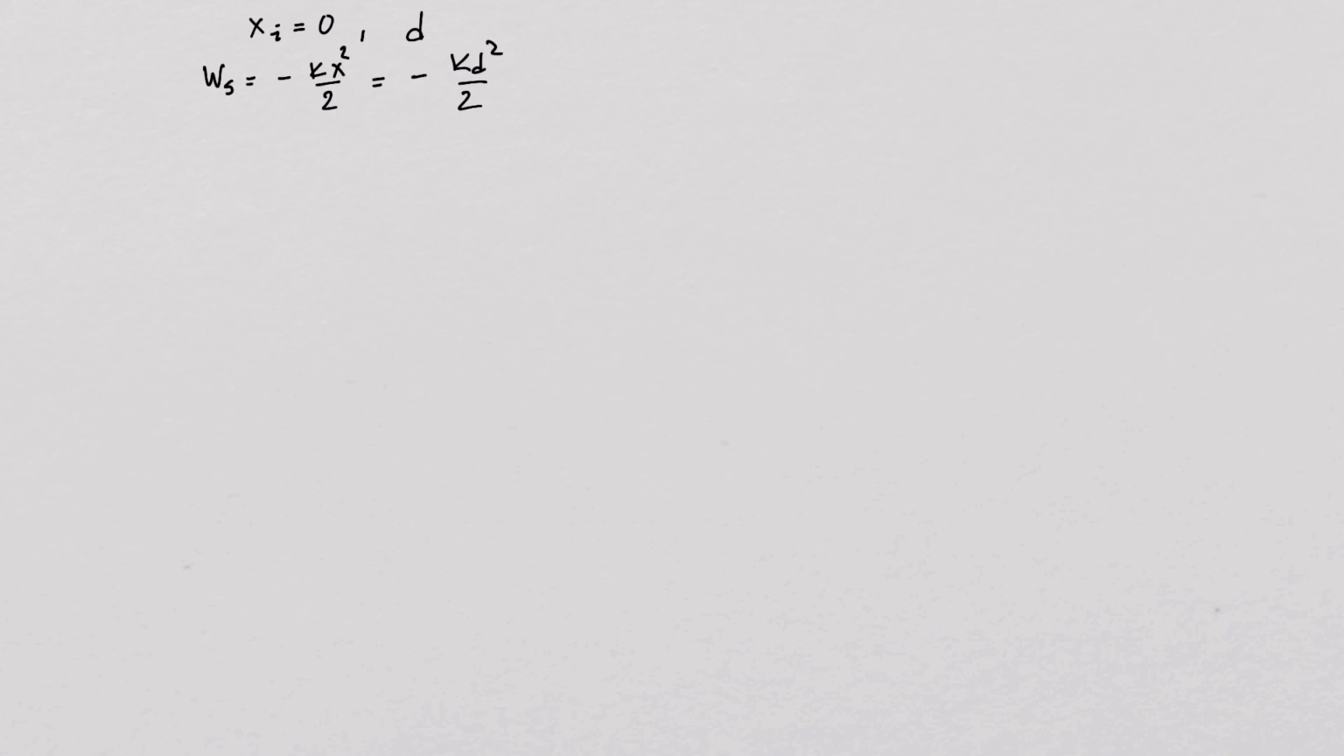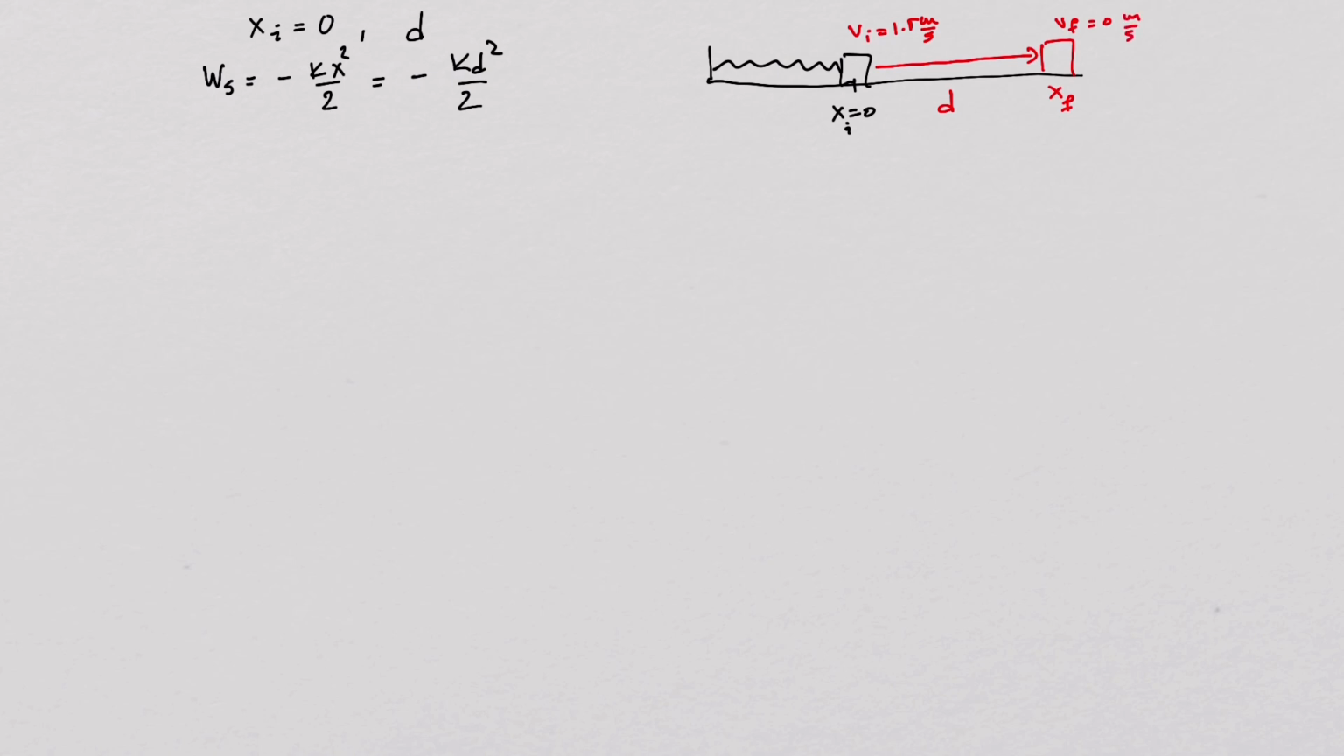So if I were to sketch the situation, it will look something like this. Initially the glider is here, where x is equal to 0, that's the initial position, and then the glider moves a distance d to this final position, and at the initial position the velocity is 1.5 meters per second. At the final position the velocity is 0 meters per second.